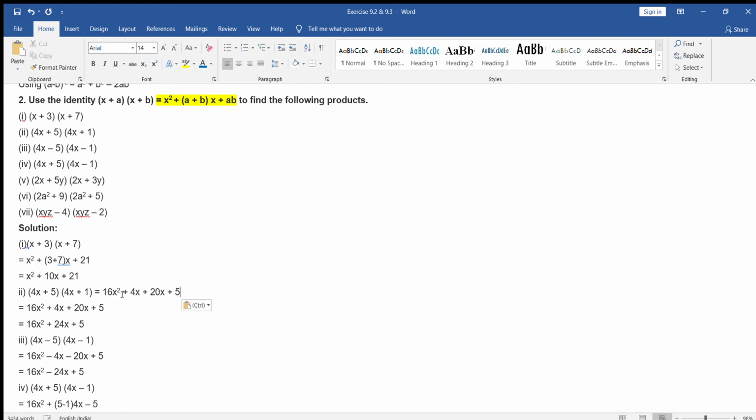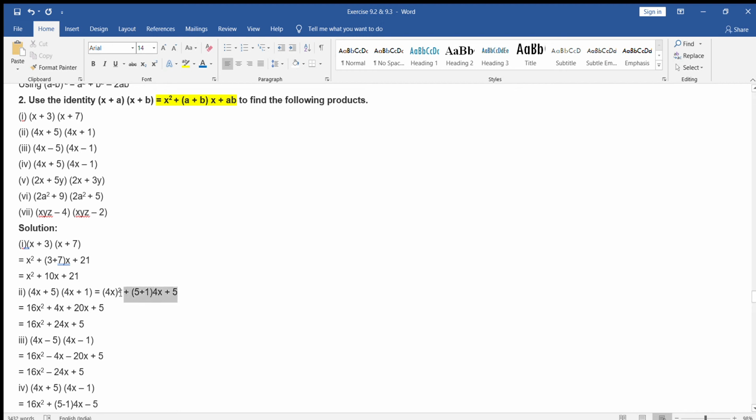Just see, it is x square. Okay, this is x square, you can write 4 and x square. Now here you have to write a plus b. So a plus b is 5 plus 1, and this is to be multiplied by 4x. Okay, and at the last we have to write 5 into 1. You can directly write 5. So just see, 4x square.